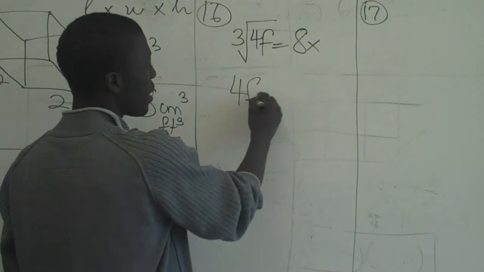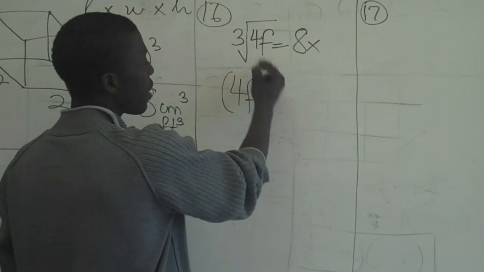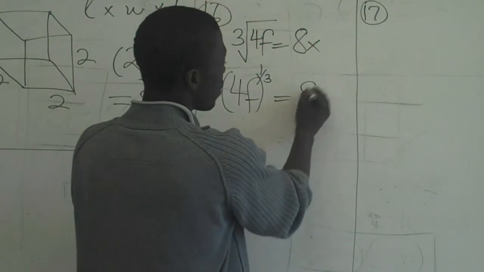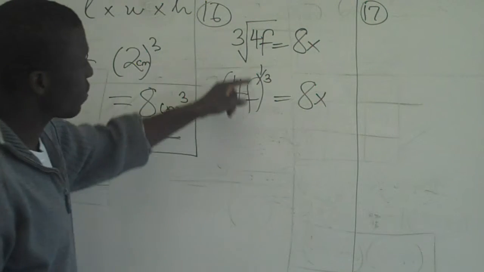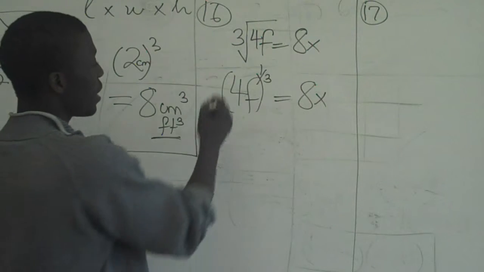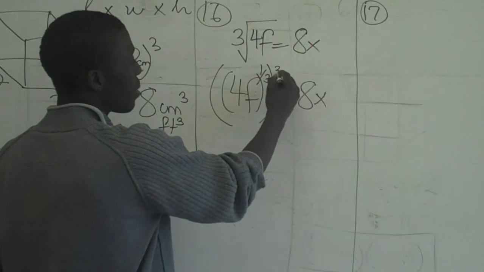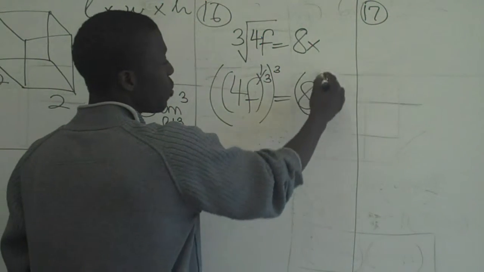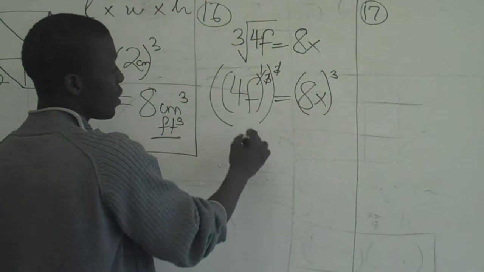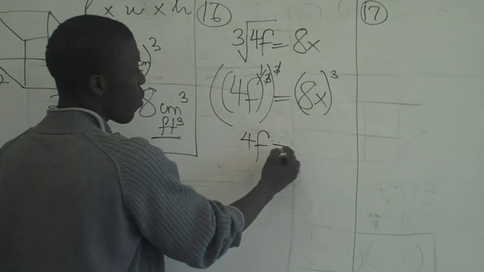4f is also the same thing as 4f to the power 1/3. So I've rewritten it in a different way. 4f to the power 1/3. But then I'm trying to get rid of the cube root. So what I do is I cube that. But if I cube the left side, I have to cube the right side. And so this 3 can cancel that 3. So on the left side, all I have is 4f.